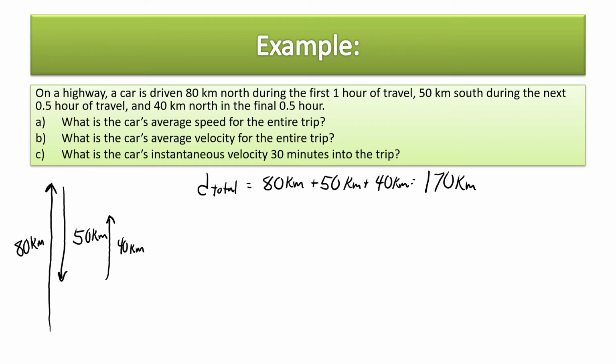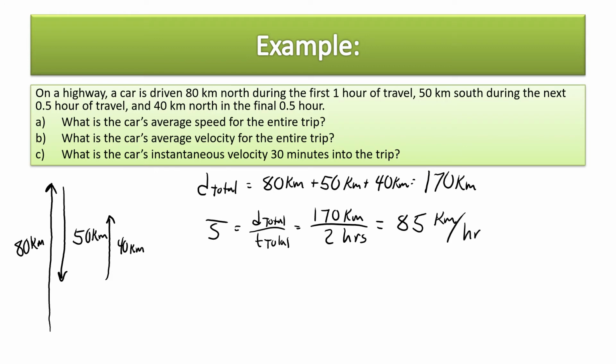So we could do the formula for average speed, d total divided by t total. And then you just plug in 170 kilometers. And what was the total time? 1 hour plus a half hour plus a half hour. So that's 2 hours total. So your average speed is 85 kilometers per hour. And at this point, we could leave it at kilometers per hour. We're not going to plug it into any other equations that would need these units to agree with anything else, so for now, that's totally fine.